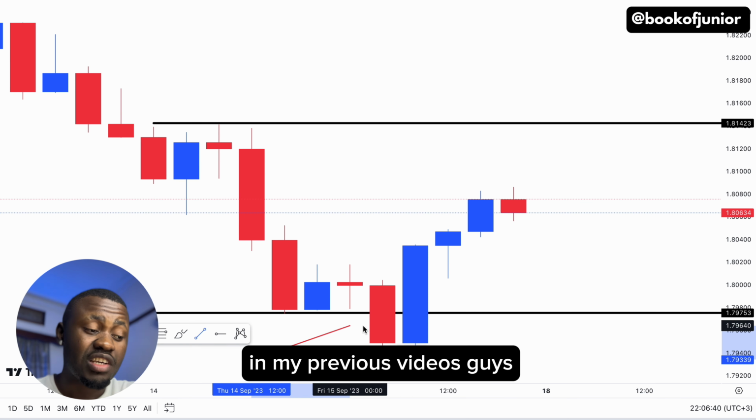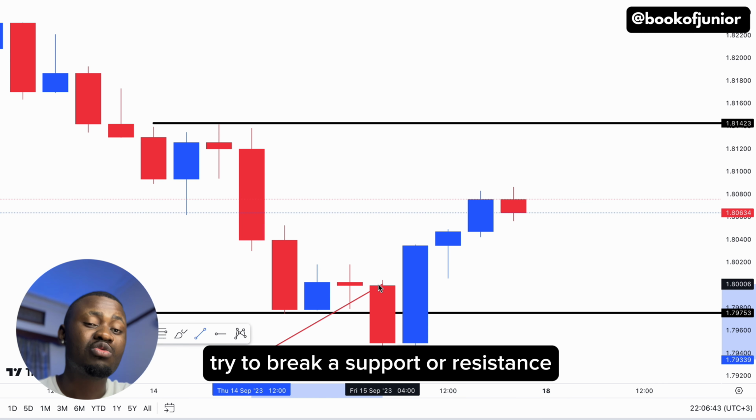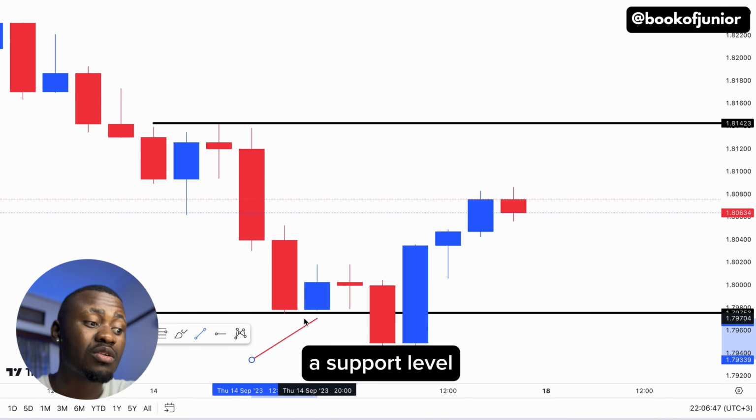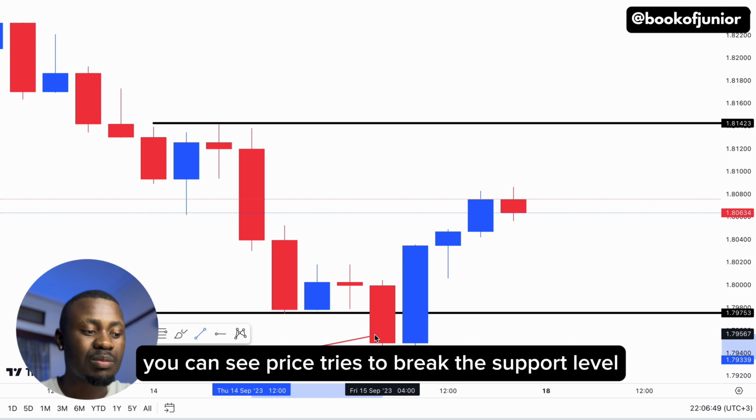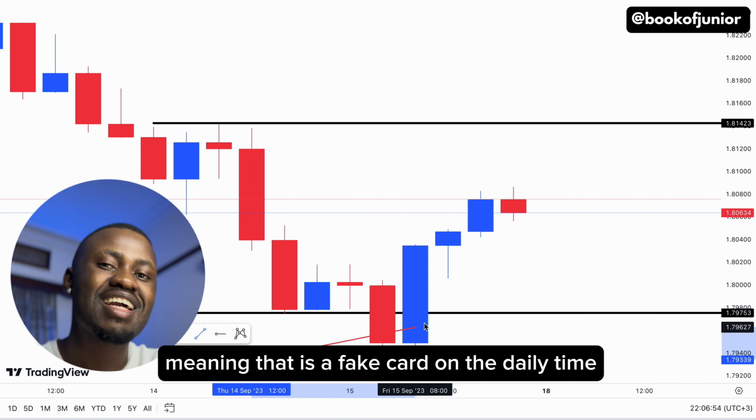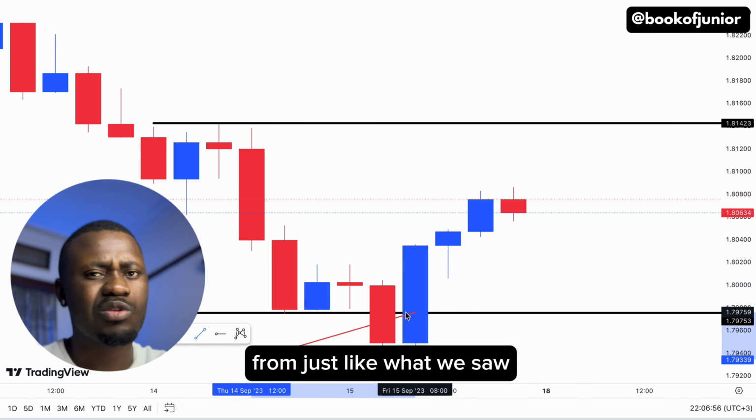In my previous videos, guys, I've told you, anytime you see price try to break a support or resistance, now in this case, this is a support level. So you can see price tries to break the support level, but the other candle opens and goes back and closes from inside, meaning that is a fake out on the daily time frame, just like what we saw.